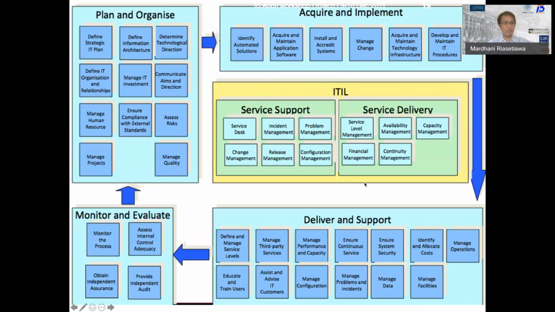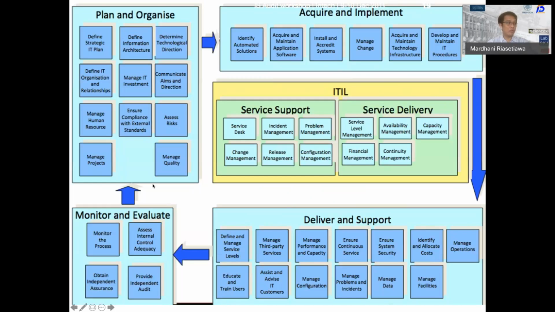And then the next is deliver and support. This is the IT operation. Here we need to define and manage service levels, third-party services, performance and capacity, continuous service, system security, allocate costs, educate and train users, and advise and assist IT customers to have the best solution. We also manage configuration, problems and incident handling, and then manage data and manage facilities. So we not only develop, but also need good practice in delivery and support.